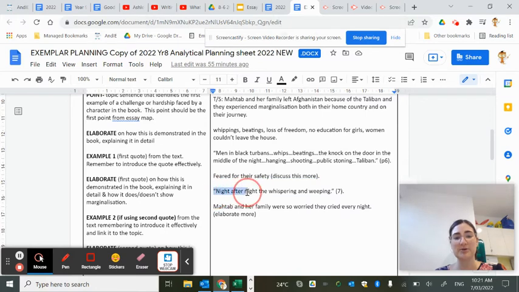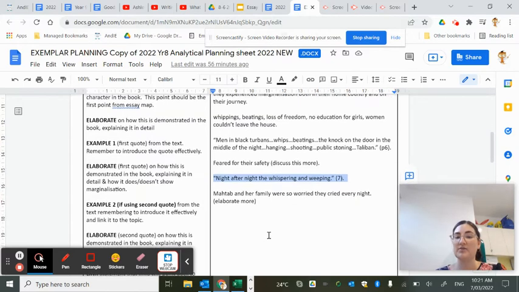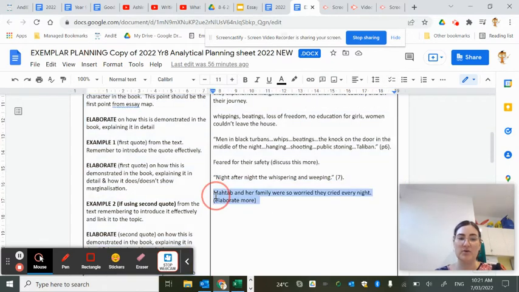So I might also put in there, night after night, the whispering and the weeping. Martab describes here what it was like living in her home. The adults were clearly scared because they were whispering and weeping, which shows that they're fearful and feeling helpless about what's happening in their country. So I would be elaborating more there.